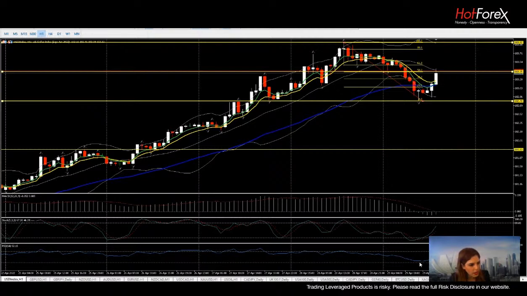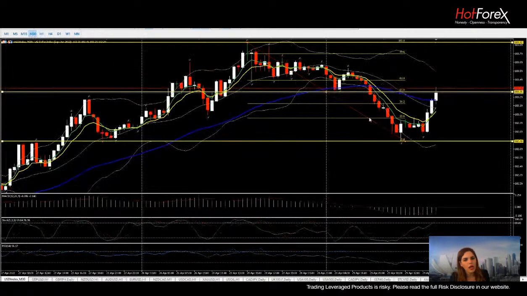Stochastic still pointing higher, as I said, RSI still pointing higher. So technical indicators along with the bullish cross of the fast moving average imply a positive continuation of this boost that we have seen in the last hour and a half.